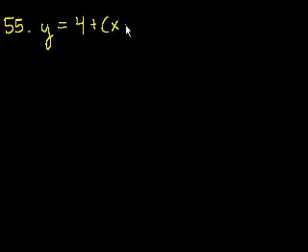We're on problem 55. If y is equal to 4 plus (x minus 3) squared, then y is lowest when x is equal to... So think about, when will this expression be the lowest possible number?